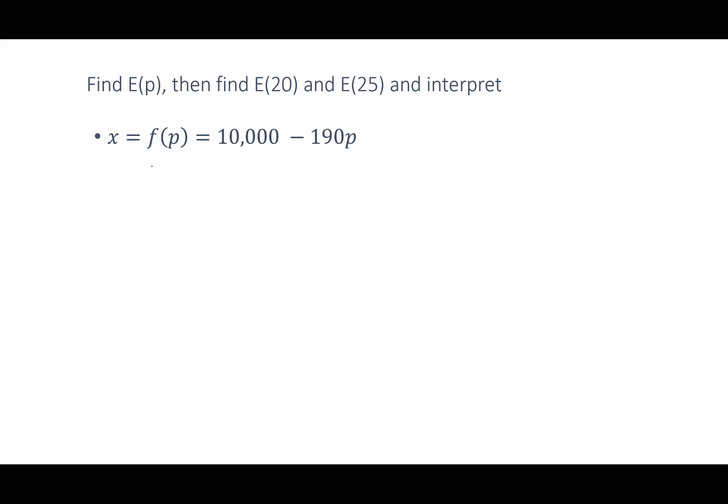For sure, we need some examples. We're going to start pretty easy. I have x equals f of p is 10,000 minus 190p. Every time we do this, we'll start with finding E of P, so we just want to start with our generic formula. Then we'll plug in some numbers and say what's going on. Starting with E of P, I have negative p times f prime of p over f of p. So this is what we'll do each time.